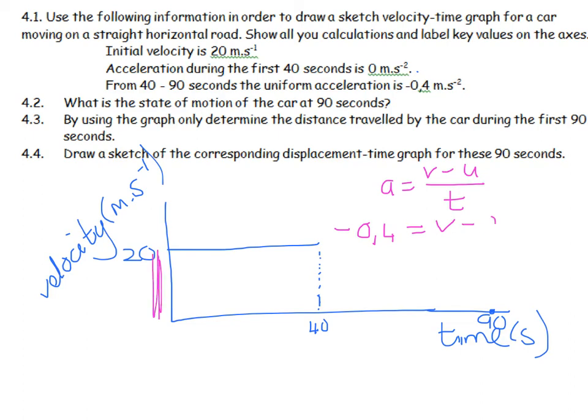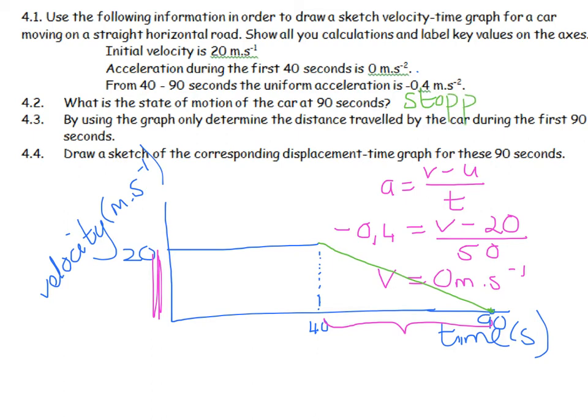My starting velocity is 20, and my time from 40 to 90 seconds is 50 seconds. So when I go 20 divided by 50, I find that this velocity turns out to be 0 meters per second. So in other words, this line goes down and it meets at 0. What is the state of the motion of the car at 90 seconds? It has actually stopped. We've just worked that out. 90 seconds, I'm stationary. My velocity is 0.